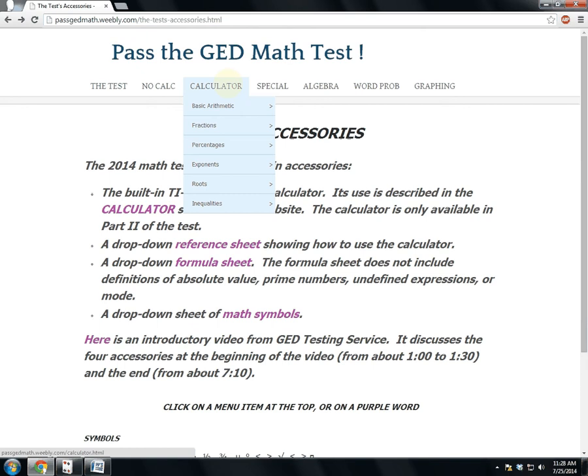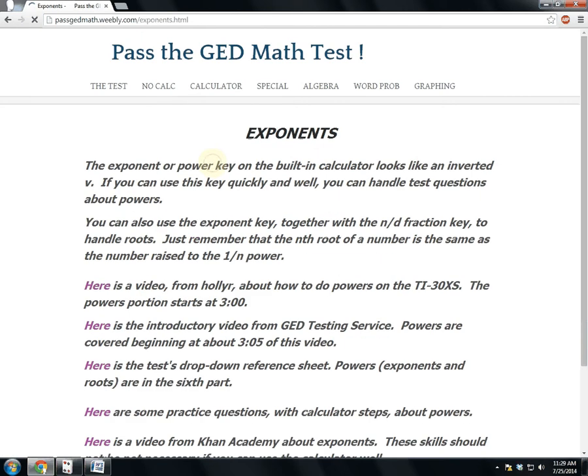I urge you strongly to get a handheld version of this calculator from Amazon or somewhere so you can practice with it. Now, just to get a better idea of what's in the website, I'm going to go down to the exponents page within the calculator section. I'm going to click on exponents. And so here are some videos and other material to help you use this particular calculator in handling exponents.